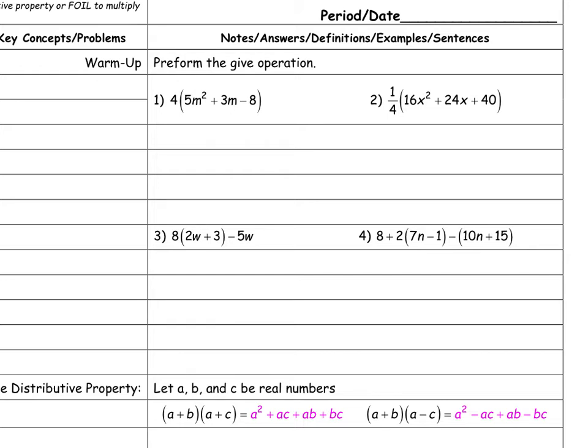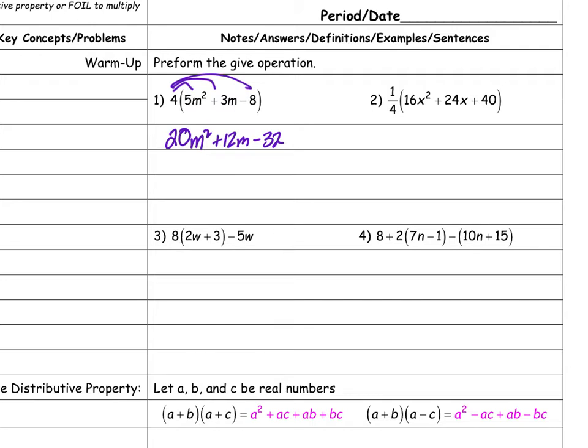Okay, so I'm going to distribute this, right? So I get 4 times 5 is 20m squared. And 4 times 3 is 12m. And 4 times 8 is negative 32. Wait, how'd you get 20? Because 4 times 5 is 20.